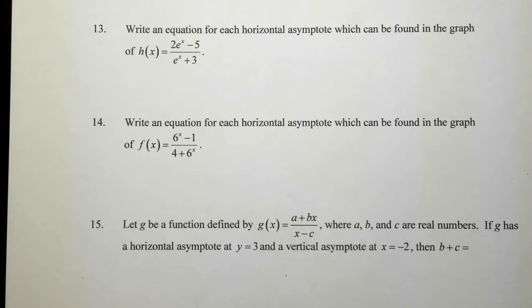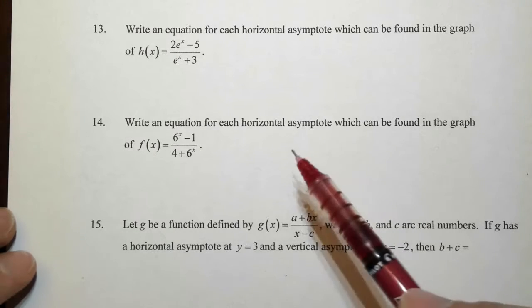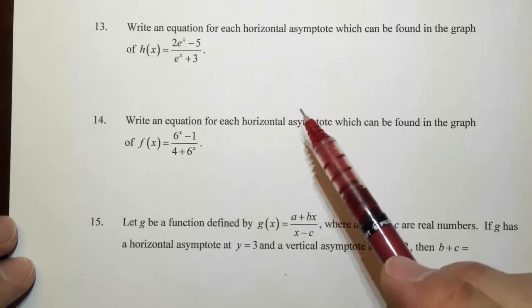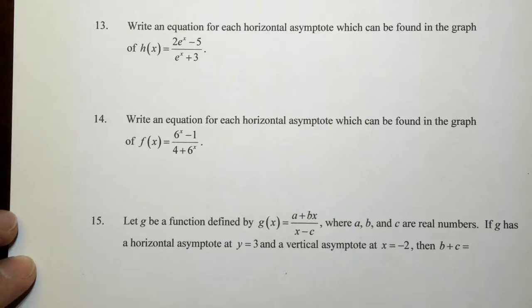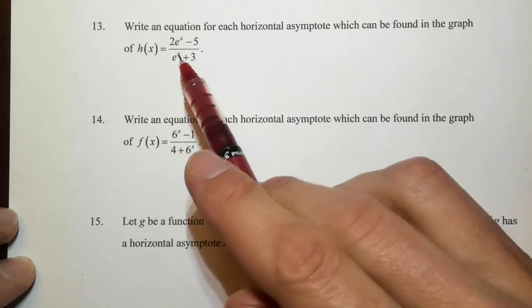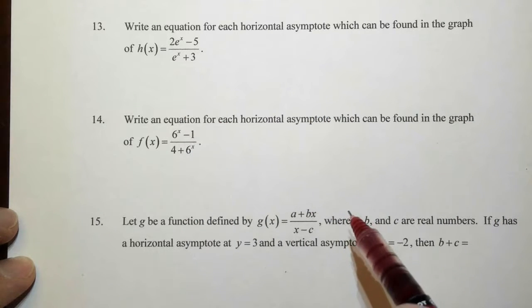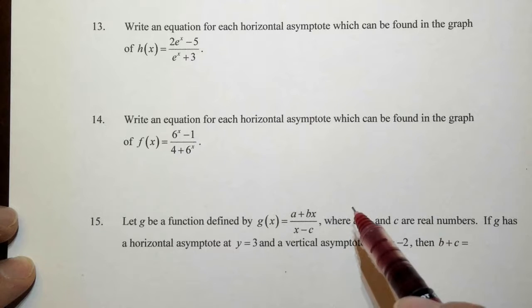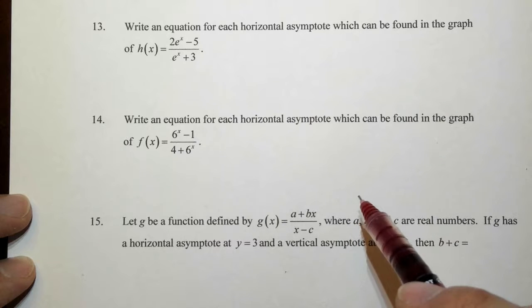Okay, last but not least, we have problem number 13. There's a request for 13 and 14. I'm just going to do 13 so that way you can try 14 on your own. We write an equation for each horizontal asymptote, which can be found in this graph, where h of x is equal to (2e^x - 5) over (e^x + 3).